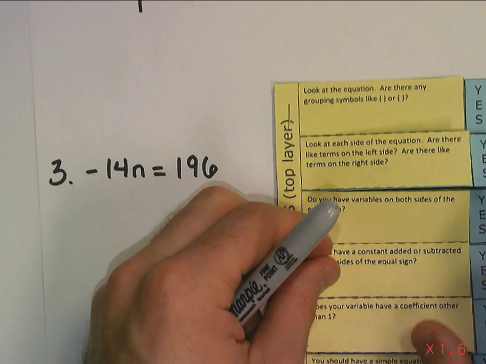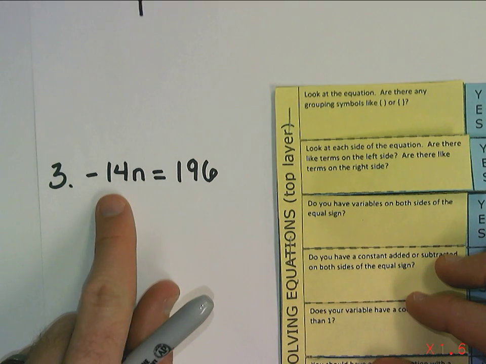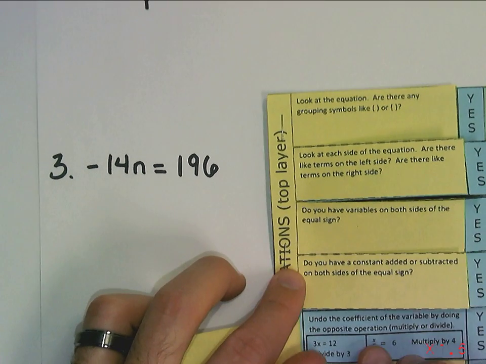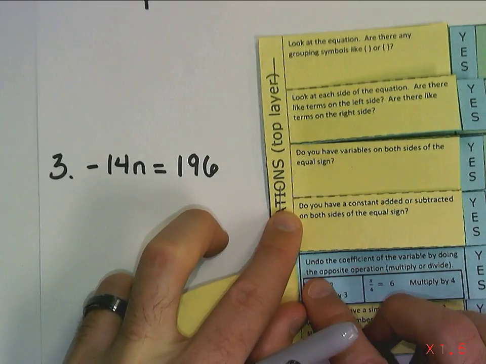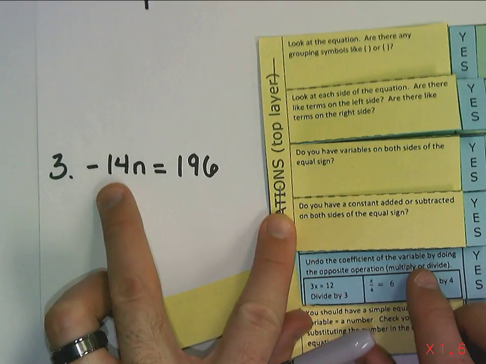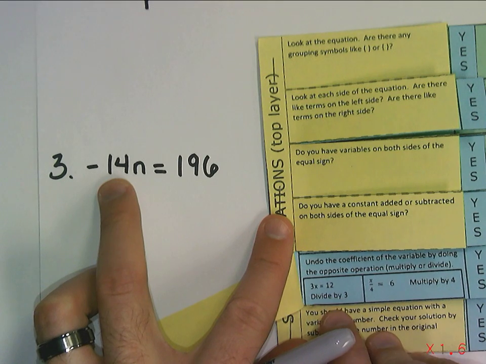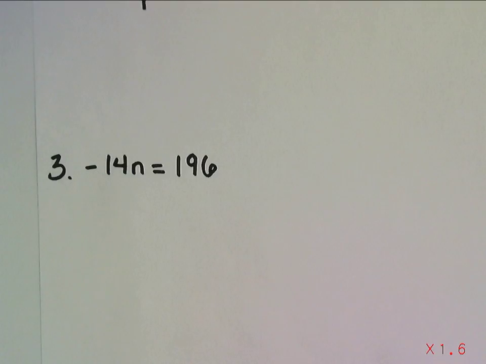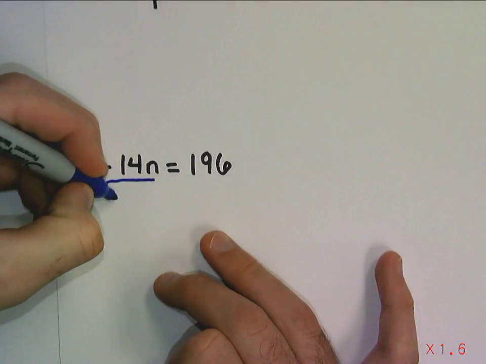Does your variable have a coefficient other than 1? Yes, currently it has a negative 14 as the coefficient, so I would say yes. So it says, undo the coefficient of the variable by doing the opposite operation. So currently we have multiplication, so we're going to divide. So it looks like this here, this 3x equals 12, and they divided by 3 there. In this case, we're going to divide by negative 14. Remember, it's going to take the sign that's in front of it.